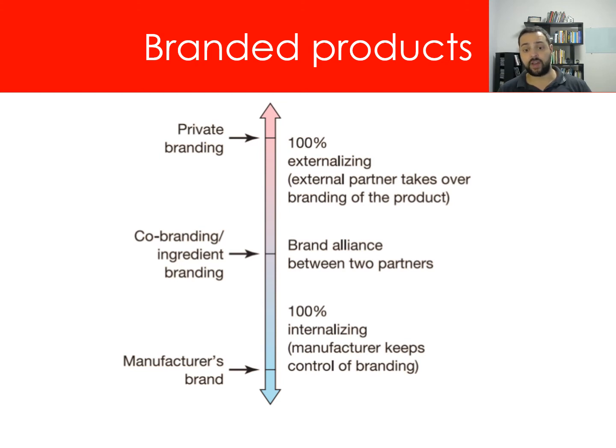In that case, you have half of the responsibility on the associations and the brand management, because basically you're making one alliance. So you're going to use your brand, but also you're going to bring the brand of one partner. In that case, you have 50% of external sources of brand equity and 50% of internal source of brand equity.